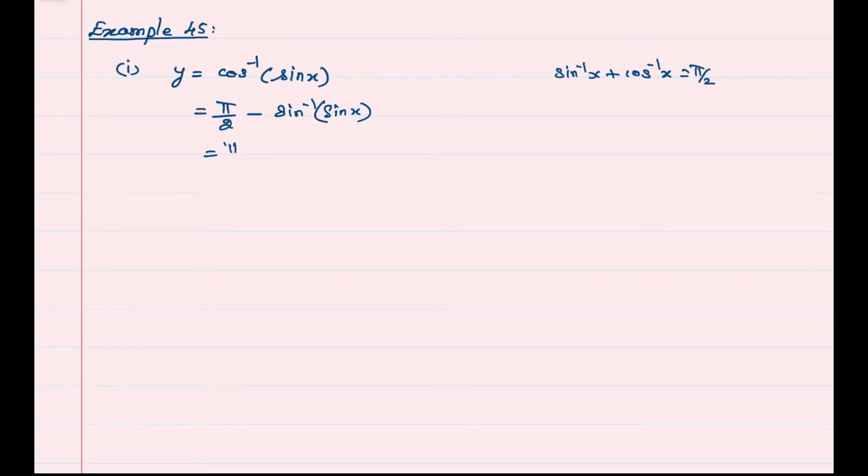Now this can be simplified. It becomes x. Now let us differentiate both sides with respect to x. The answer is minus 1. Pi by 2 is a constant, differentiation is 0.